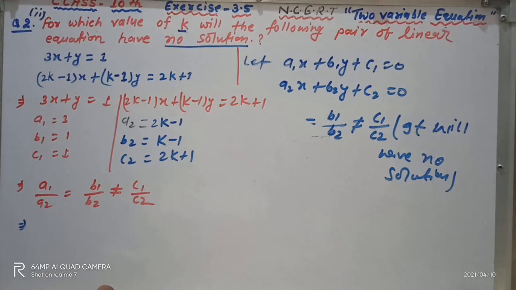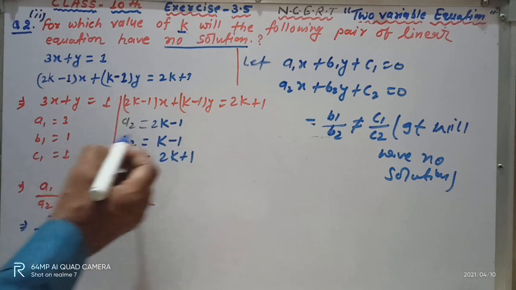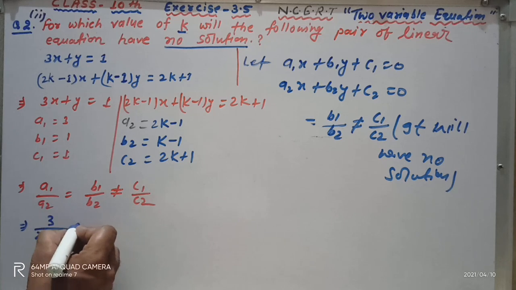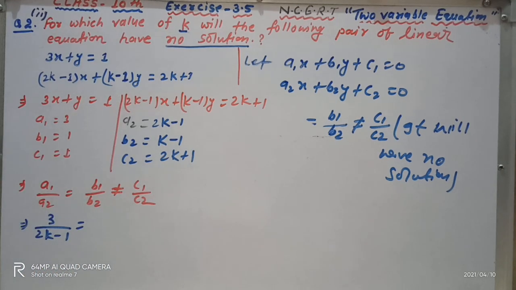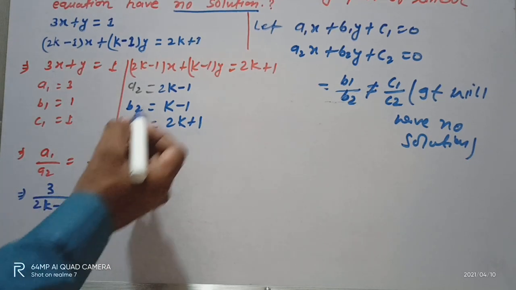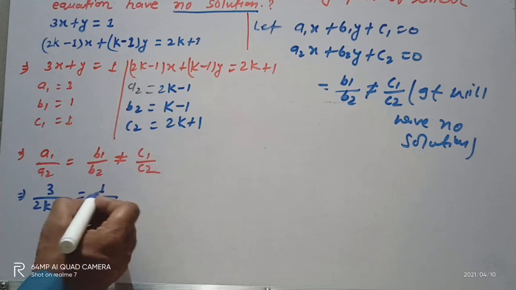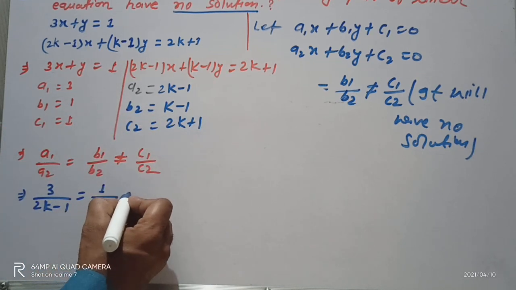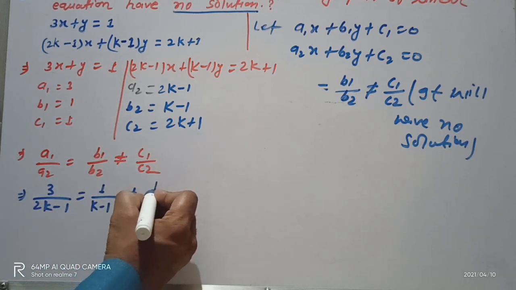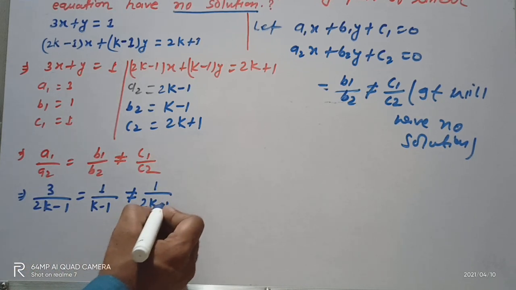The a1 value is 3, and a2 is 2k minus 1. Similarly, the b1 value is 1, and the b2 value is k minus 1. That should not be equal to c1 by c2, where c1 is 1 and c2 is 2k plus 1.